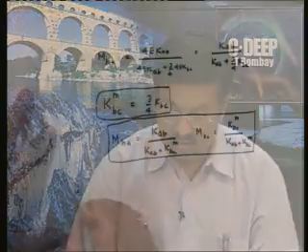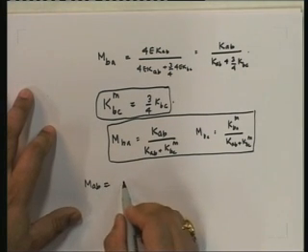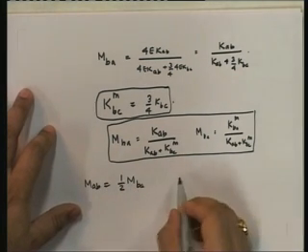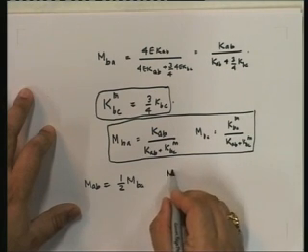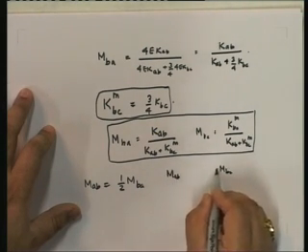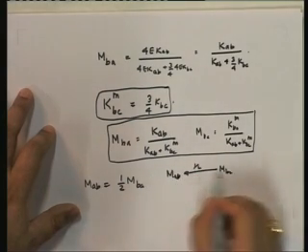Is that clear? Okay. Now what about the carryover factor? The carryover factor MAB is still equal to half of MBA. So the carryover factor from MAB to MBA is still half. This is fixed, so therefore this doesn't go.